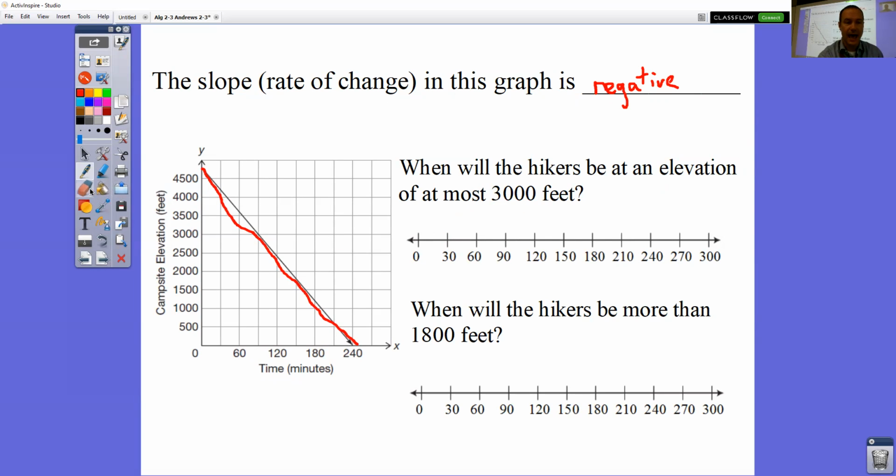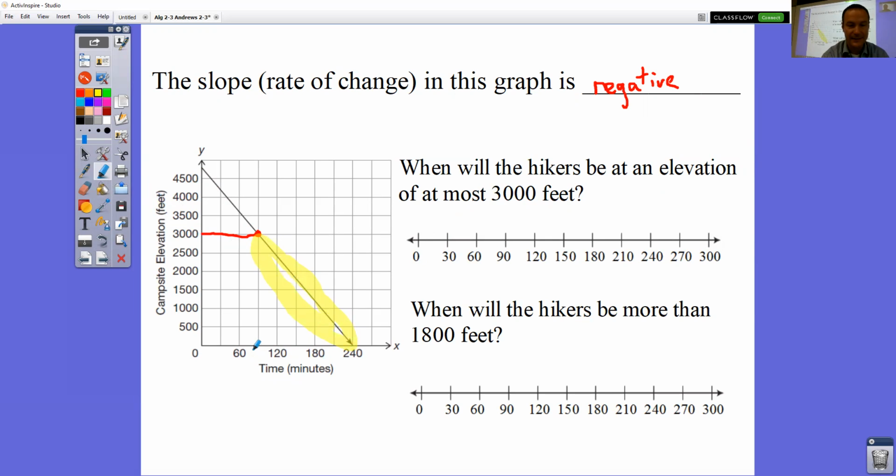When will the hikers be at an elevation of at most 3,000 feet? So 3,000 feet would be the most that they're at. Here's 3,000. I would go here. Now, these sort of work backwards, all right? When will the hikers be at an elevation of at most? That's the most that they could be at is 3,000 feet. Well, that would be represented by this part of the graph, all right? That's where they're at most.